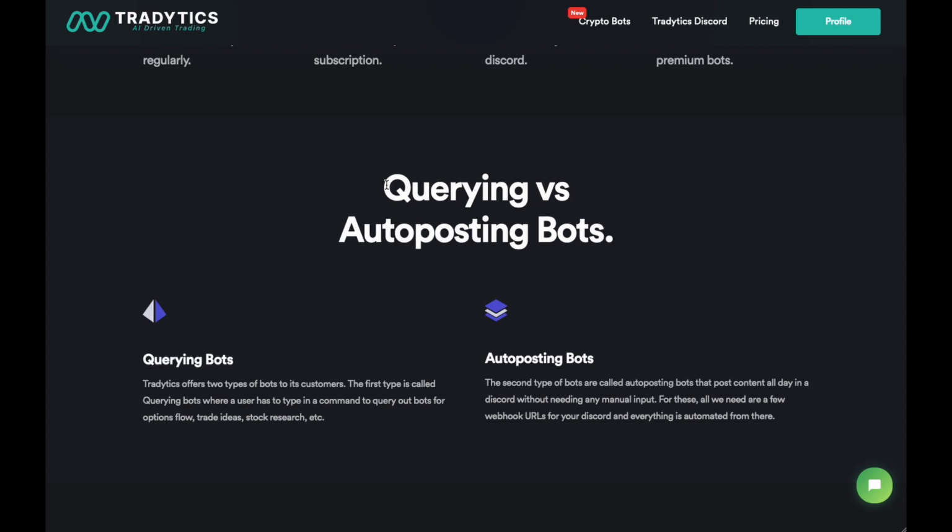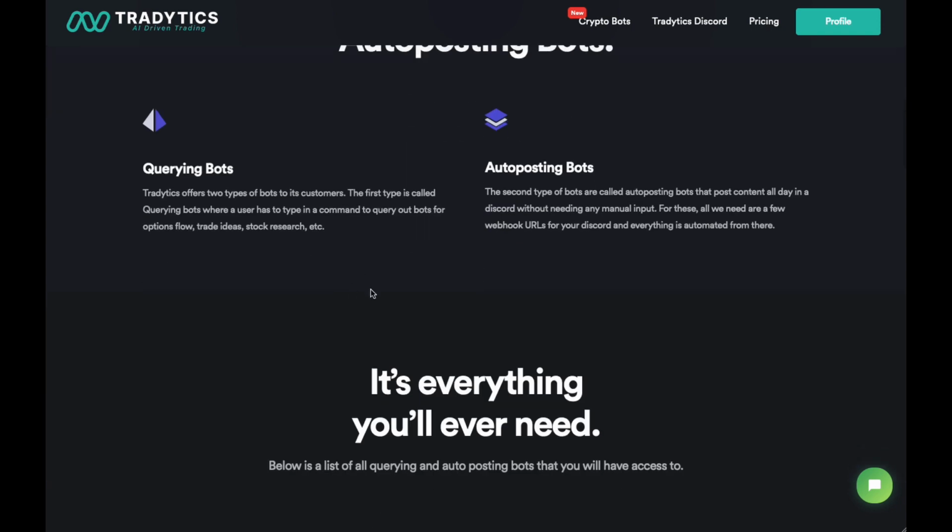The second type of boards are auto posting boards, where all you need to do is create some channels and just leave everything up to us. So once you create some channels, you're going to create webhooks for those channels, and then just send those webhooks to us. Once everything is set up, what you're going to see is during market hours, and for some boards after and before market, you're going to just get content posted by our scripts in a totally automated way. So you don't need to do anything once the setup is complete. So please remember the difference between querying and auto posting, because it's important.